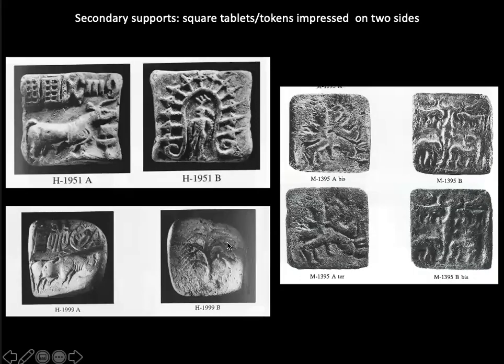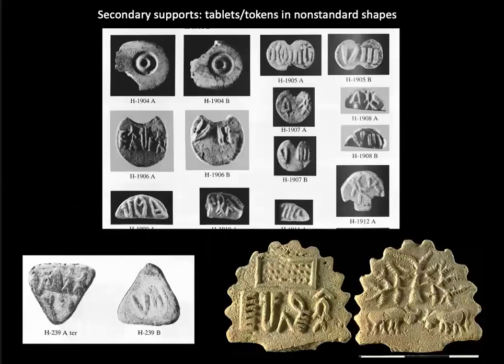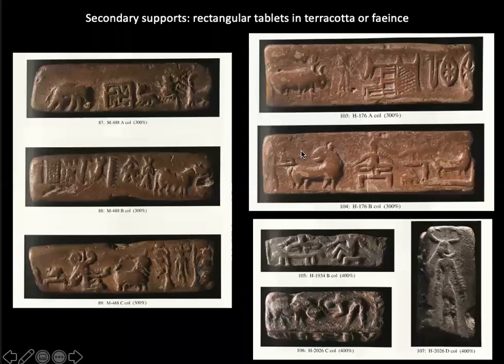We do also have square tablets or tokens that are impressed on two sides, as well as tablets or tokens in non-standard shapes, such as these figure 8 shapes, kidney shapes, several kinds of tree shapes. And finally, we have a series of rectangular tablets that are made in terracotta or faience, which have really interesting imagery on them. And I'm going to talk about these a little bit more in depth towards the end of the presentation.